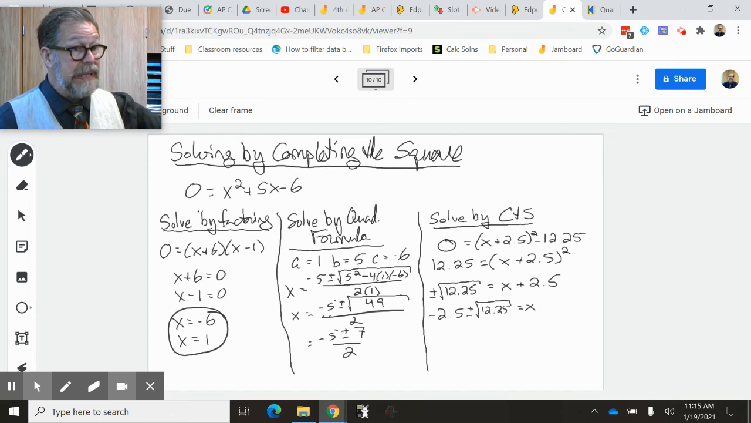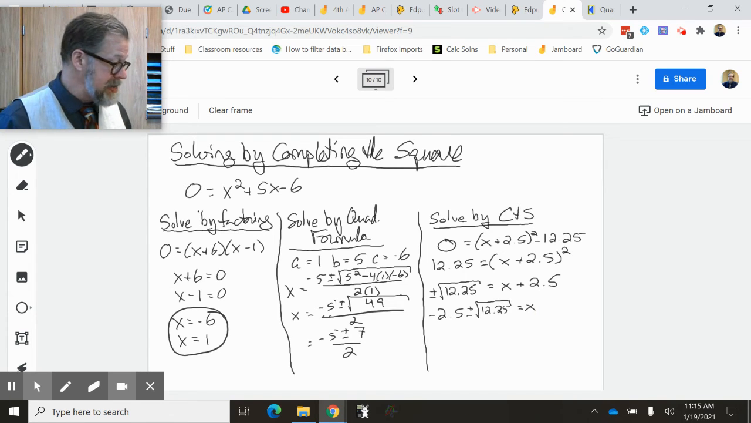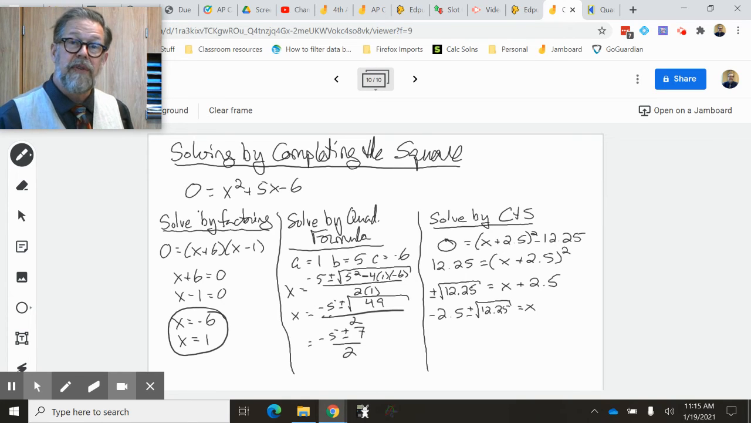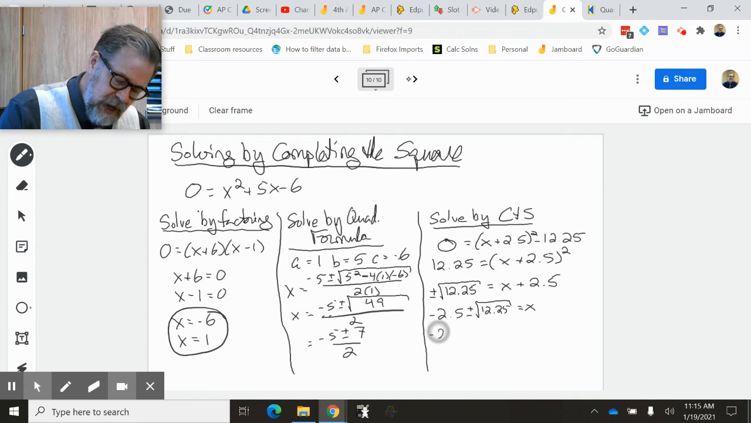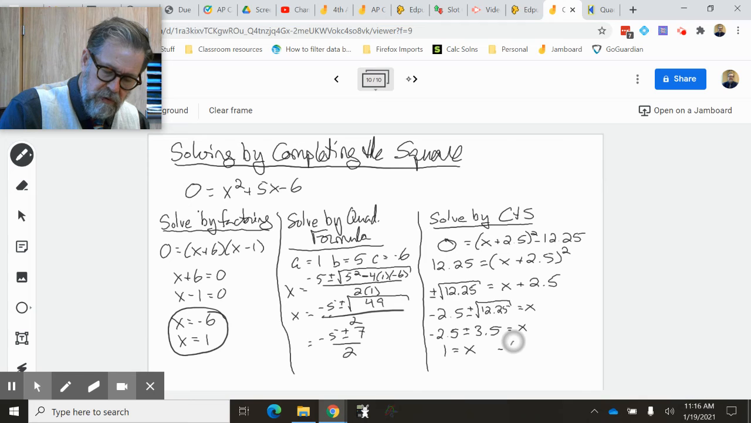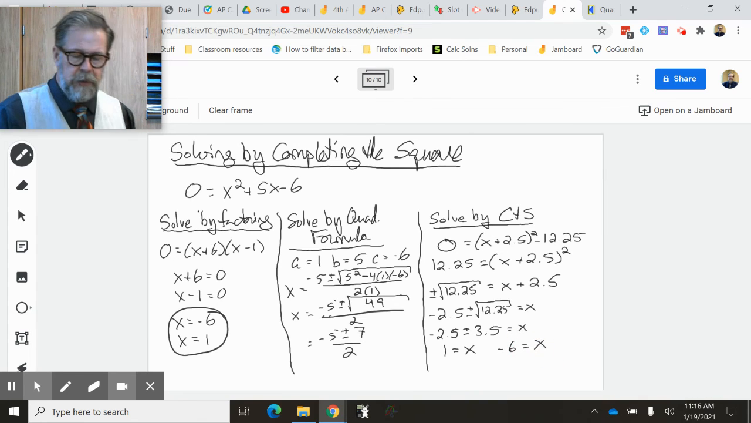Now, I am going to need a calculator here because I don't know what the square root of 12.25 is. Although, wait, as a matter of fact, I do. I now remember from a previous video that 35 squared is 1,225. So this is negative 2.5 plus or minus 3.5. And let's see, negative 2.5 plus 3.5 is 1. Negative 2.5 minus 3.5 is negative 6.